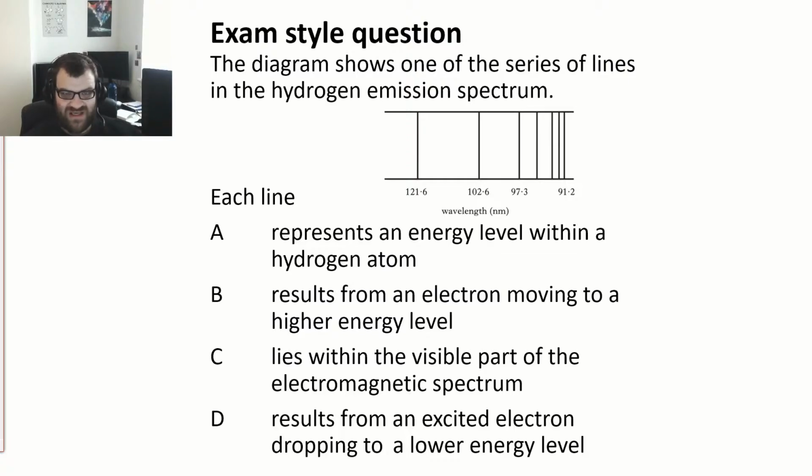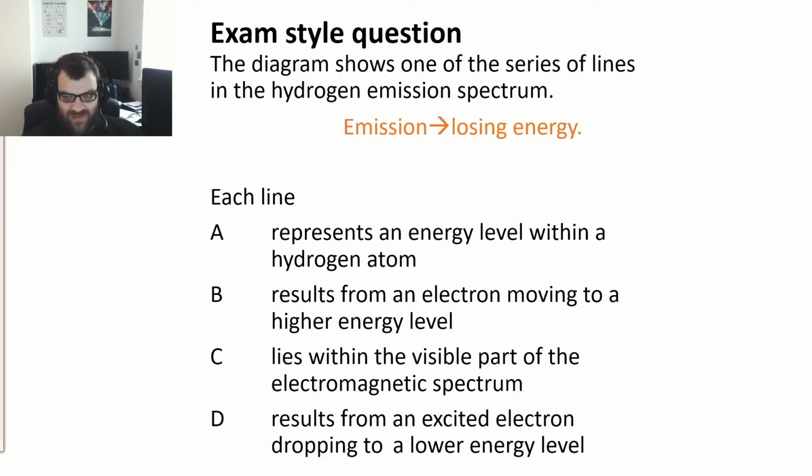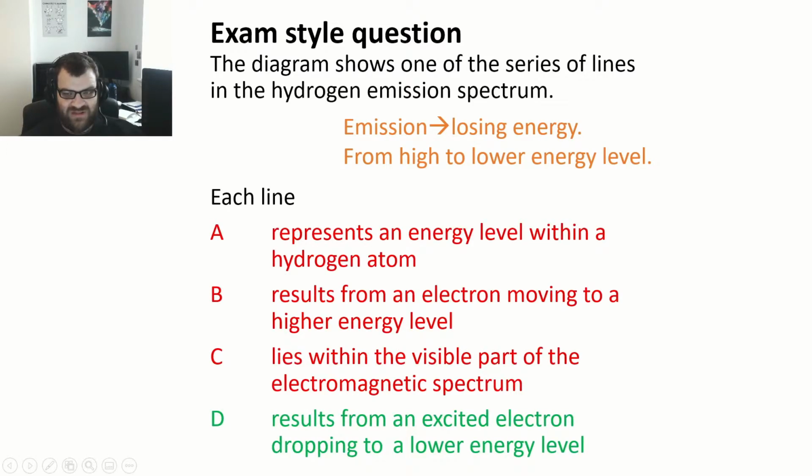In terms of the questions that we can be asked about, we can be asked to look at a particular spectrum for either an emission or an absorption spectrum. With this question here, what we've got is an emission spectrum for hydrogen. When it's talking about emission, we're going to remember that that's to do with losing energy. And it's losing energy because the electrons are moving from a high to a lower energy level. Based on the information that we've got in our answers, the answer that corresponds with emission spectrum is D, where we have an excited electron dropping to a lower energy level, releasing a wavelength of light.